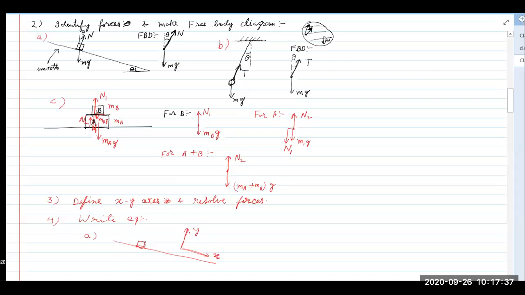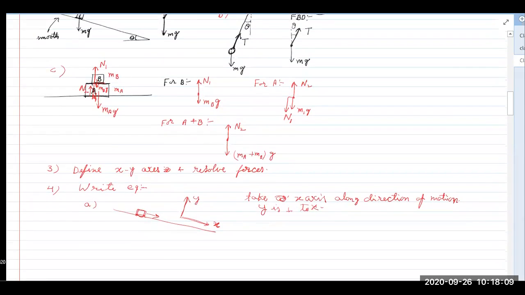The direction of motion of this object is down the incline. So we are taking the axis like this. Take the x-axis along the direction of motion, or probable direction of motion, whatever. And y will be perpendicular to that. y is perpendicular to x.